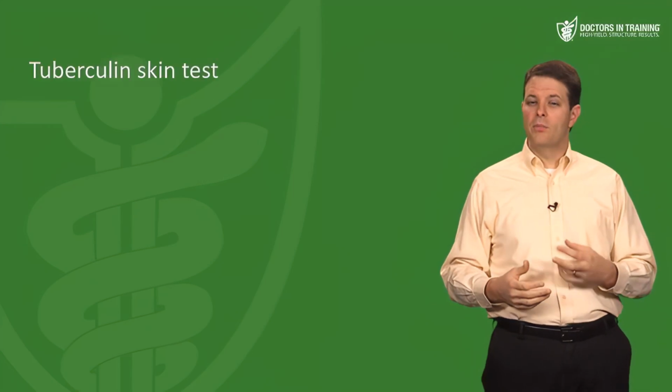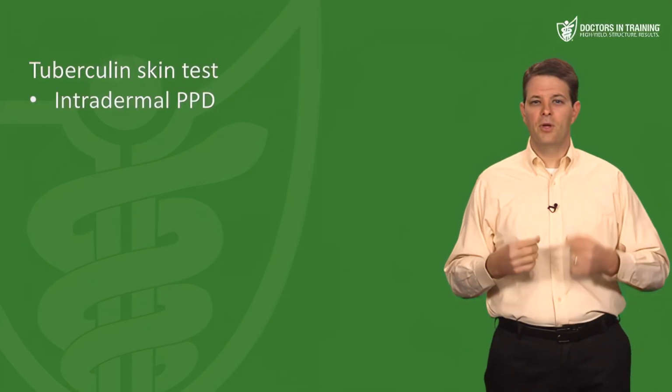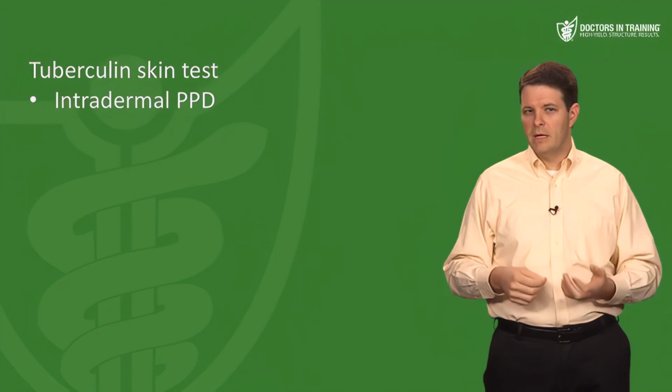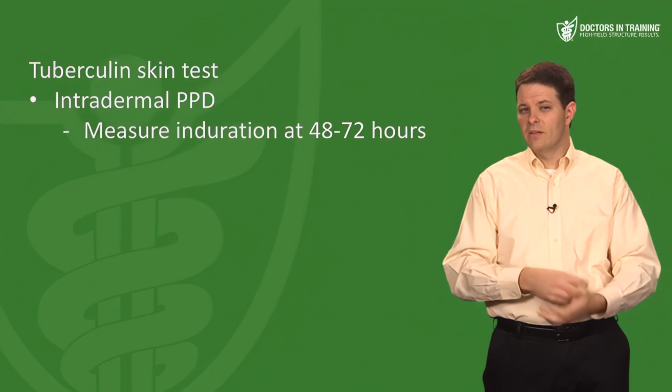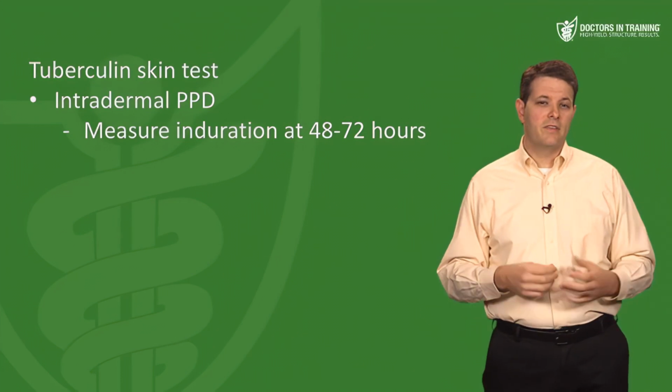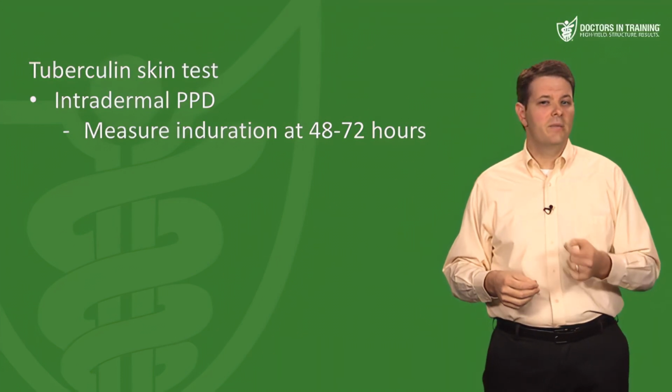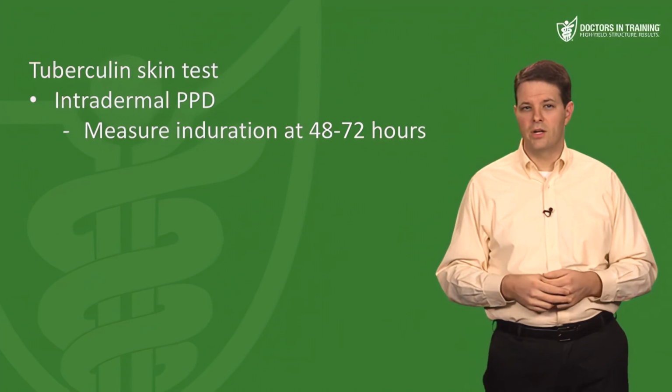Now, what if you suspect latent TB? So this is where we use the tuberculin skin test. So we inject purified protein derivative, or PPD, into the skin, to the inner aspect of the forearm, and then wait to see if it becomes indurated at 48 to 72 hours. And if the skin does become indurated, that indicates prior TB exposure, or possibly a current infection.